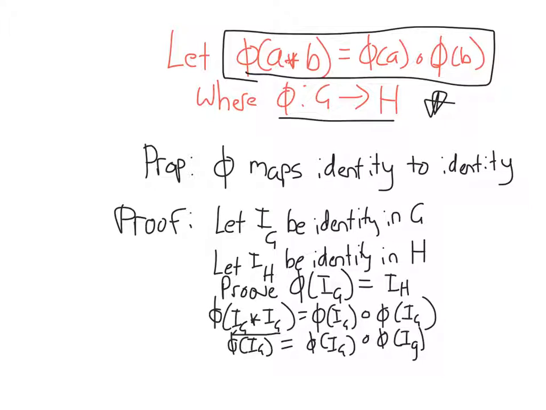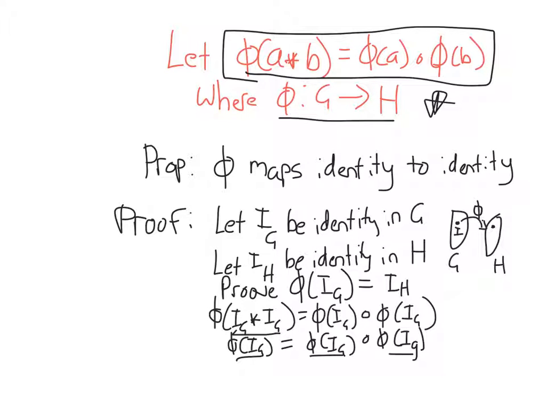But the important thing to know is that we're now in H. This is an element in H, this is an element in H, and this is an element in H. Because what we've done is we've started with the identity in G, and we've mapped it via phi to some element in H. And we're proving that that element is the identity. So we're now in H.